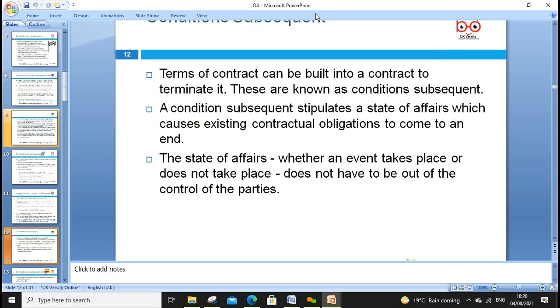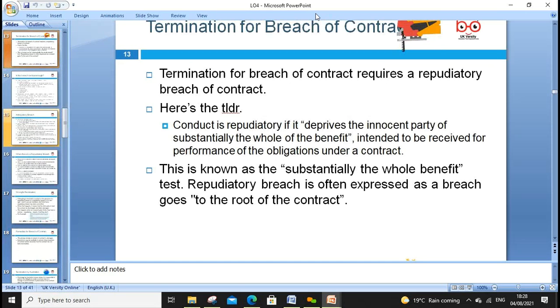Terminate, yes. These are the terms. That's why sometimes there is small print. These are all the terms always. Term breach of contract: if any party breaches it, the other party has the right to terminate it. Yes, conduct that deprives the innocent party of substantially the whole of the benefit intended to be received from the performance of obligations under the contract, and this is known as the substantial whole benefit test.